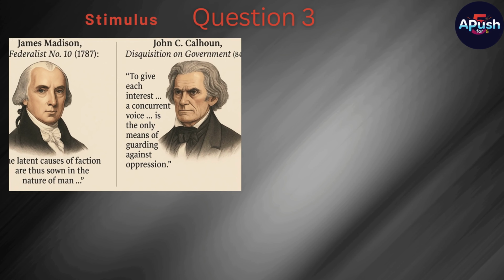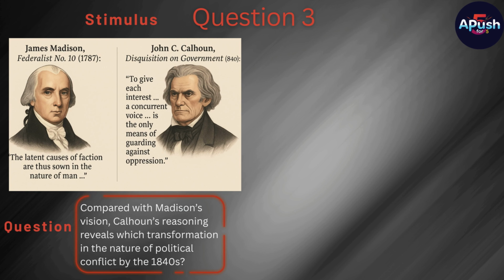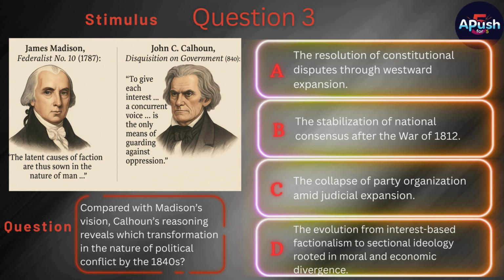Question 3. Stimulus. See image. Question. Compared with Madison's vision, Calhoun's reasoning reveals which transformation in the nature of political conflict by the 1840s? A. The resolution of constitutional disputes through westward expansion. B. The stabilization of national consensus after the War of 1812. C. The collapse of party organization amid judicial expansion. D. The evolution from interest-based factionalism to sectional ideology rooted in moral and economic divergence.